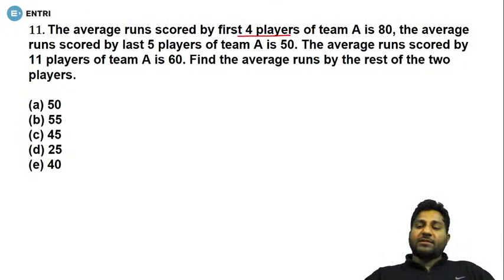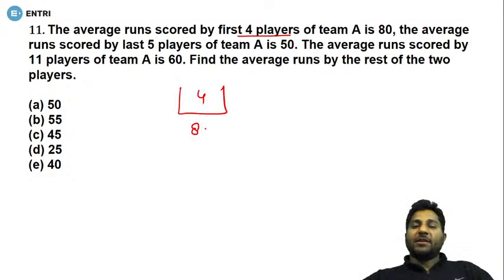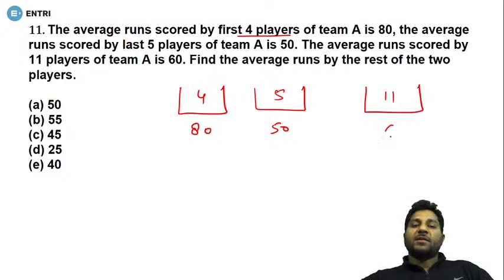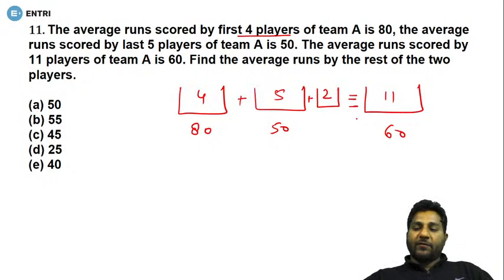Okay, let me give you the answer of the next question. The average run scored by first four. So you guys are doing really well, because I had to repeat the previous question, but you did well. The average run scored by first four players of team A was 80. The average run scored by last five players was 50, and the average run scored by the 11 players was 60. That means we have been left with only two players. So this value has to be equal to the 11 players. Let me give you the answer.